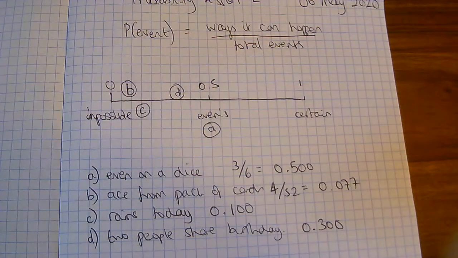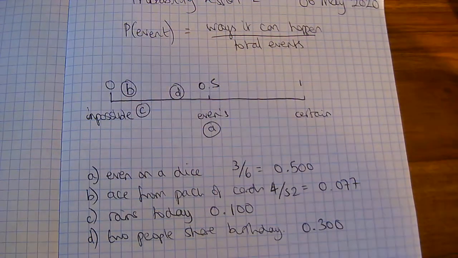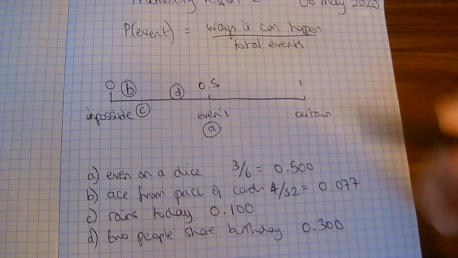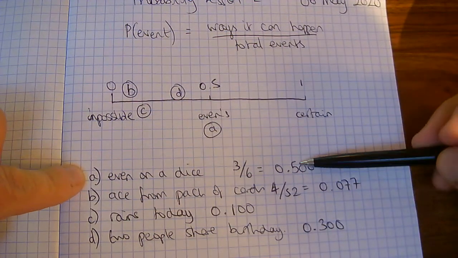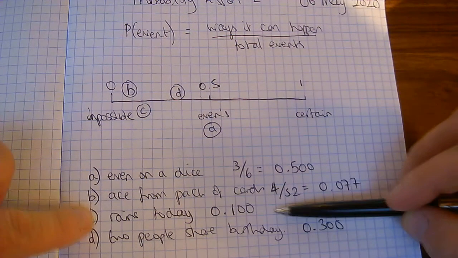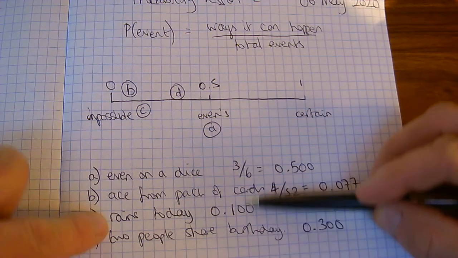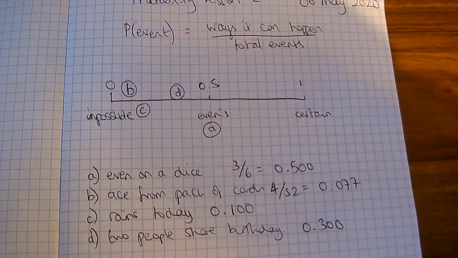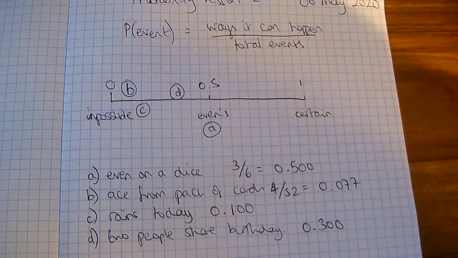Now depending on whether it's a theoretical or experimental probability, might change this. So here, my evens on a dice is a theoretical probability, whereas these are more experimental, we'd have to work it out over time to see. And you can place those on the number line, and that's the key bit today alongside what we did yesterday.